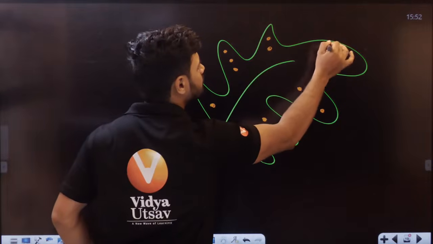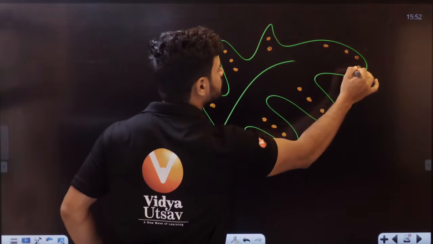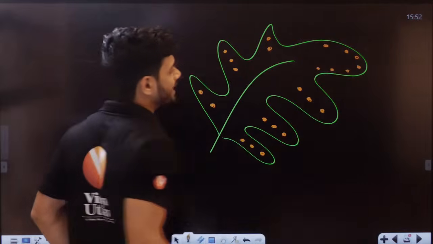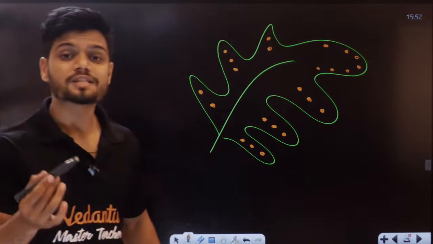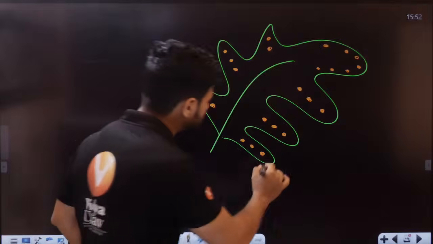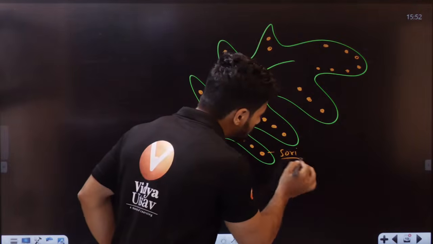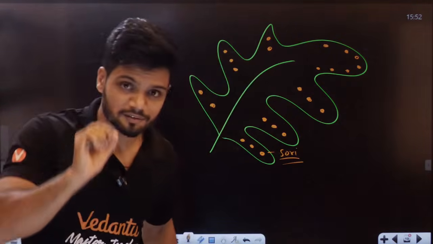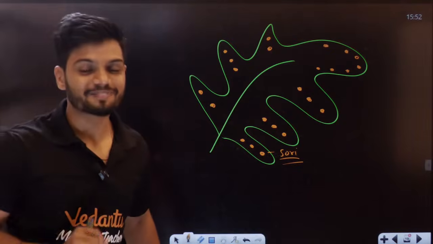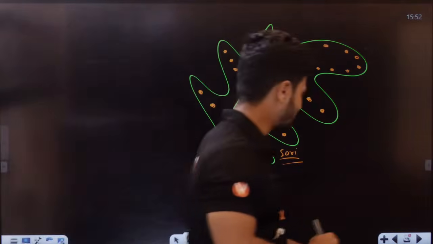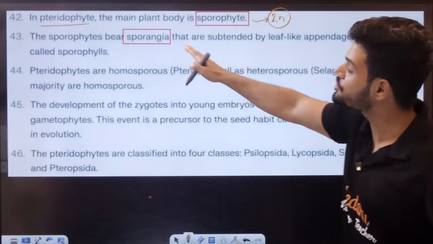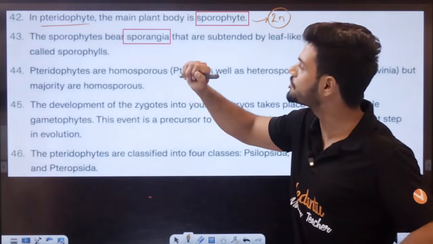ऐसे स्पॉट्स होते हैं लीफ के पीछे की तरफ, है ना? These are called as sori actually. इस सोराई के अंदर we have sporangia. इसके अंदर sporangia मिलता है, ठीक है? So we have sporangia. So sporophytes bear sporangia.